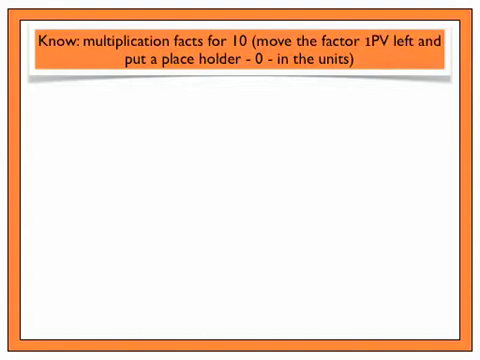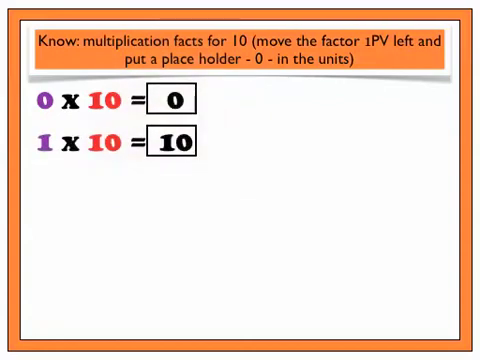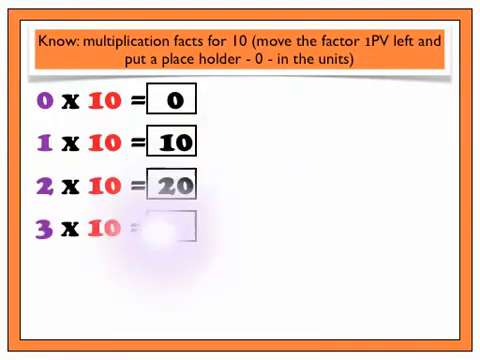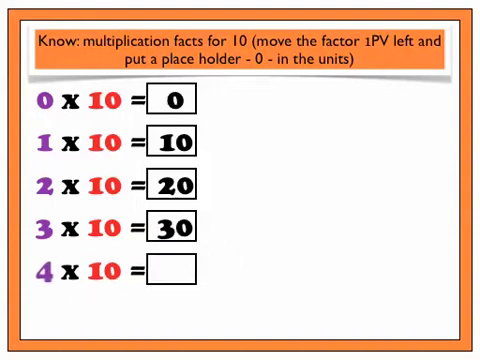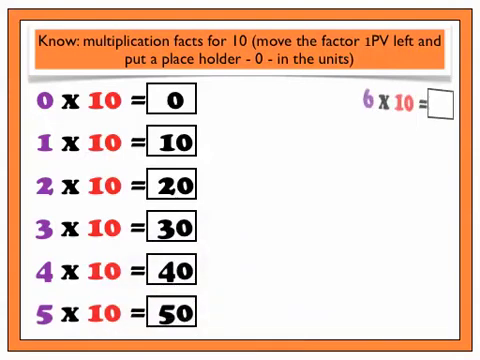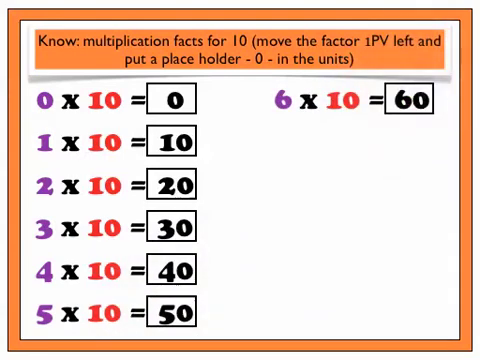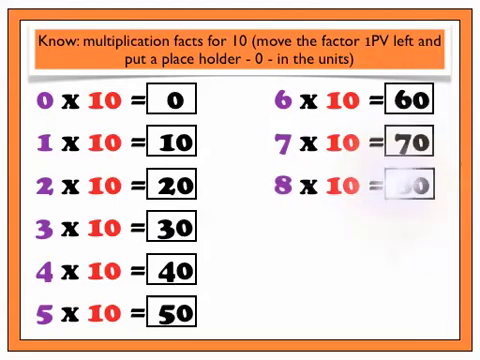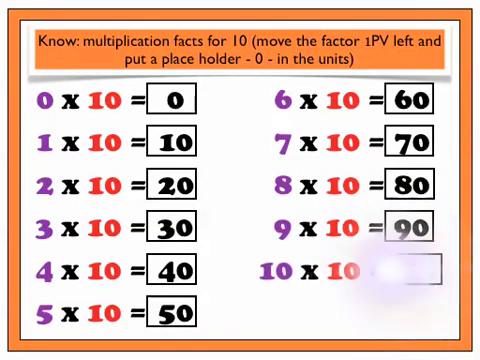Finally, let us learn the multiplication facts for 10. 0 times 10 is 0. 1 times 10 is 10. 2 times 10 is 20. 3 times 10 is 30. 4 times 10 is 40. 5 times 10 is 50. 6 times 10 is 60. 7 times 10 is 70. 8 times 10 is 80. 9 times 10 is 90. And 10 times 10 is 100.